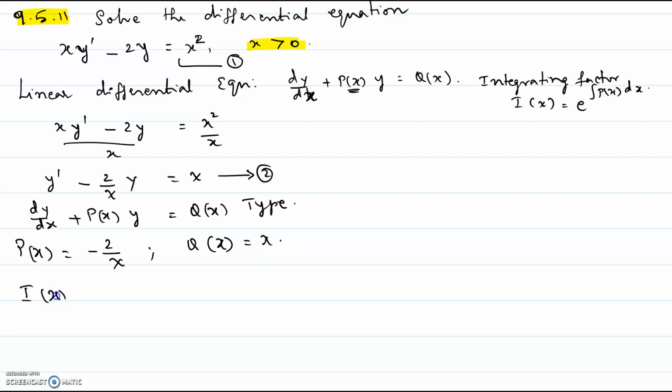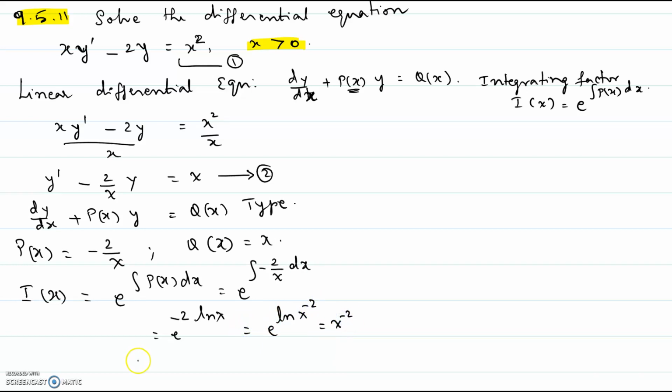So if we find out the integrating factor, it is e to the integral p x dx, which is e to the integral of negative 2 over x dx. So it will be e to the exponent negative 2 integral of 1 over x, so that will be ln of x. Or it is e to the ln x to the negative 2, or it's x to the negative 2 is the integrating factor. The integrating factor can be written as 1 over x squared.